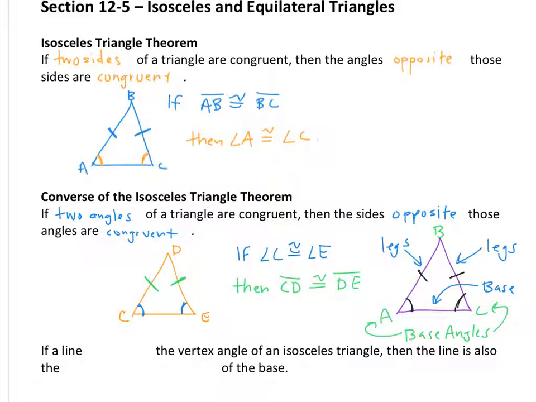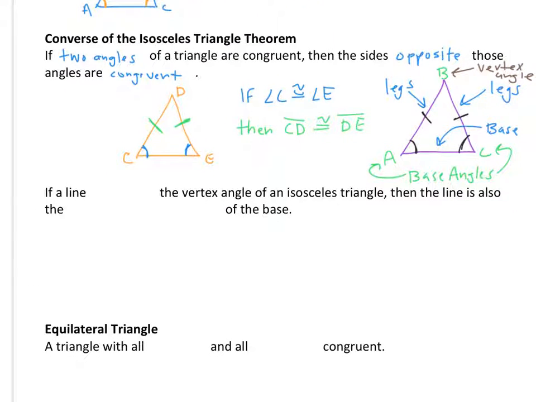All right, and then the last piece that we have here is our angle at the top, so angle B. And we call this the vertex angle. So we have base angles, we have the base of the triangle, the bottom of the triangle, we have the legs, those are our two congruent sides, and we have the vertex angle, which is the top of that triangle.